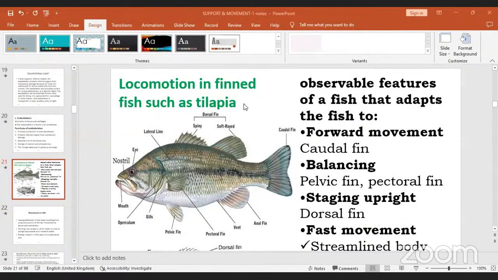Now, when you're talking about the internal skeleton, one of the animals you cannot forget is fish. I know, some of you like fish a lot.